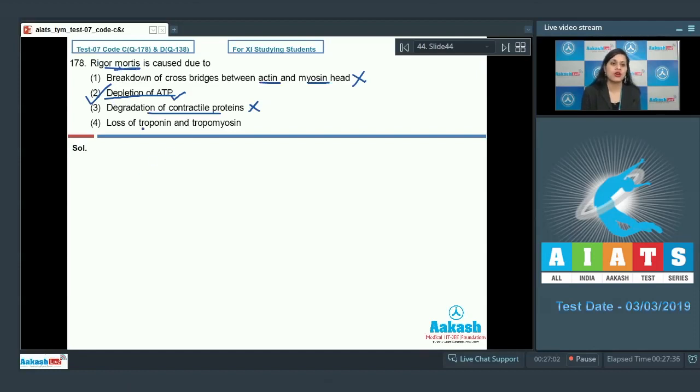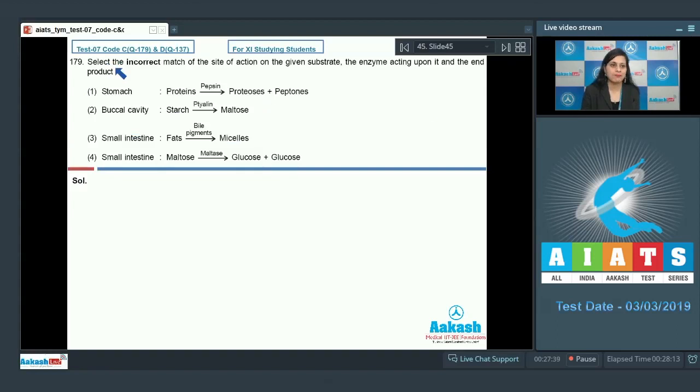The last option given is loss of troponin and tropomyosin, and this is also an incorrect option. Contractile proteins are actin and myosin. They are not degraded, and regulatory proteins such as troponin and tropomyosin remain intact. They are not lost or degraded during rigor mortis. So the correct answer to this question is option number 2. Let's proceed to the next question.